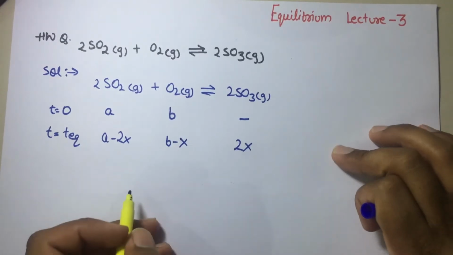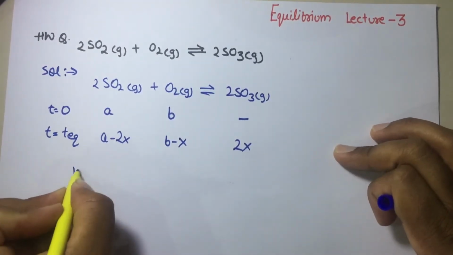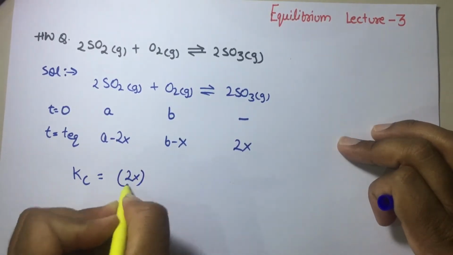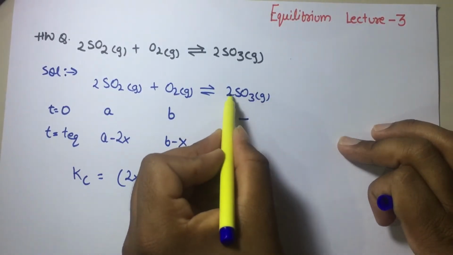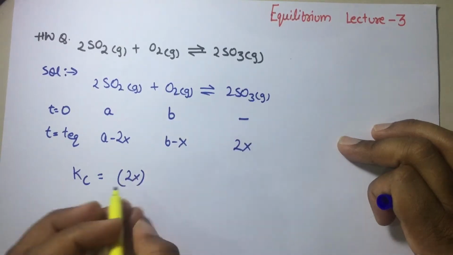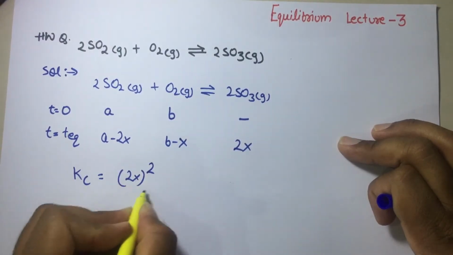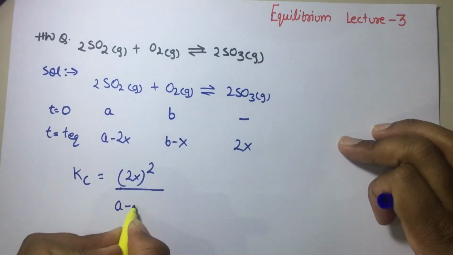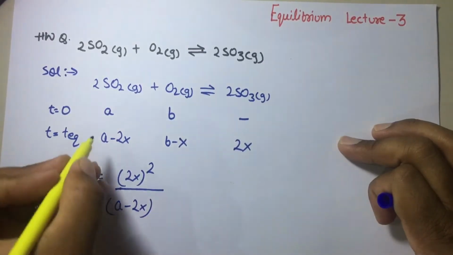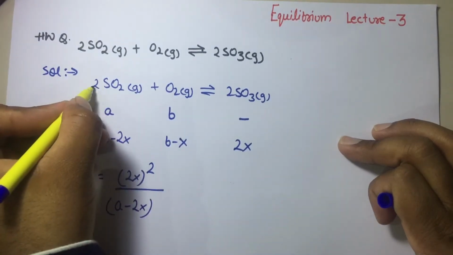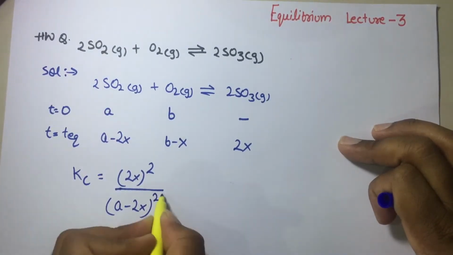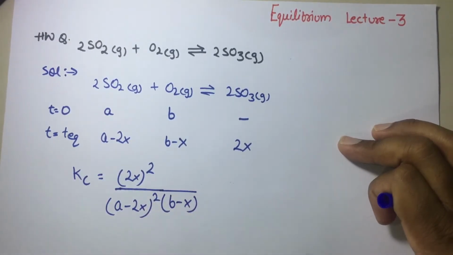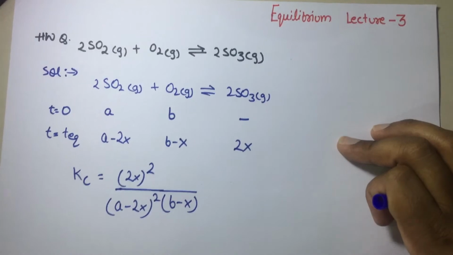Now write the expression of Kc. It is 2X to the power 2, because 2 is the stoichiometric coefficient of SO3, divided by SO2, which is A minus 2X, to the power 2, having stoichiometric coefficient 2, into B minus X. Okay, is it clear to you?